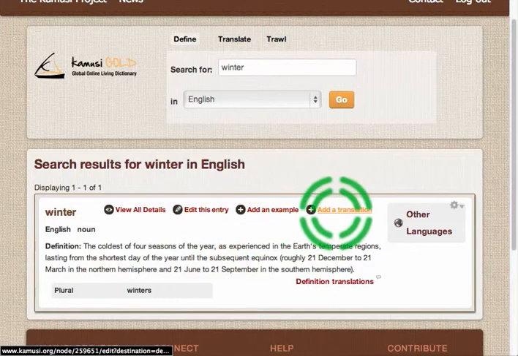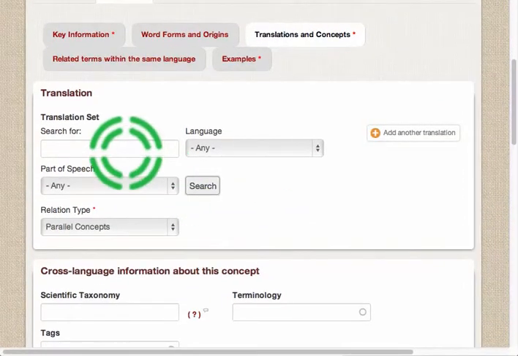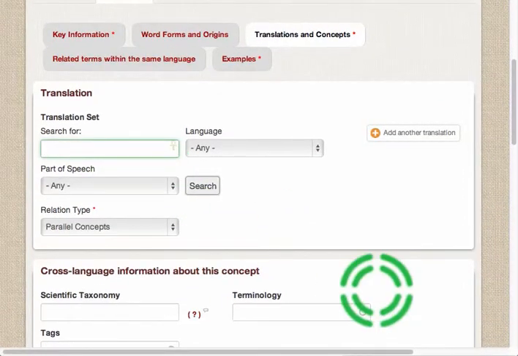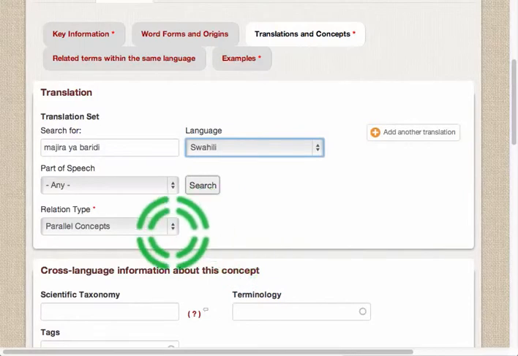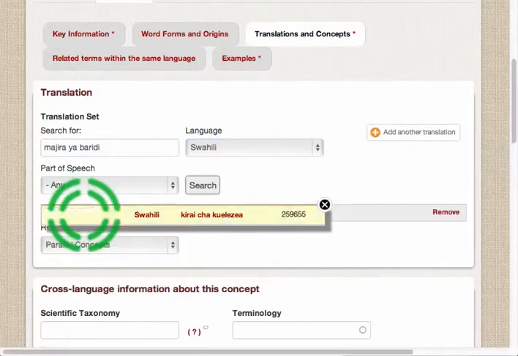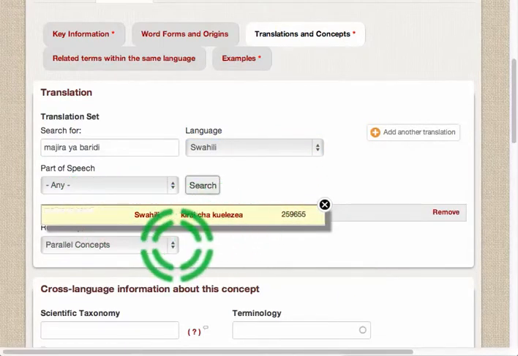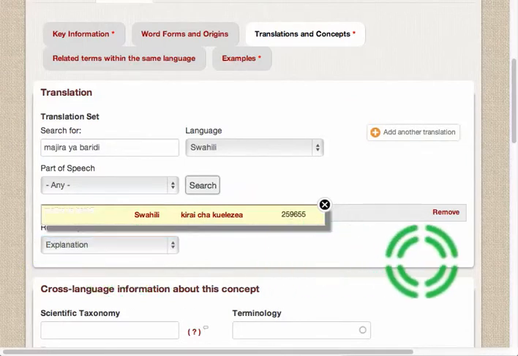Well, what we're going to do here is go to the edit engine of the Kamusi Project, we'll go to add a translation, and we are going to put in a term that I've already added on the Swahili side as an explanatory translation. And that would be baridi. And we'll search for it here. And we find that I put this in. It's an explanatory translation, and we have to tell the linking mechanism also that it's an explanation.